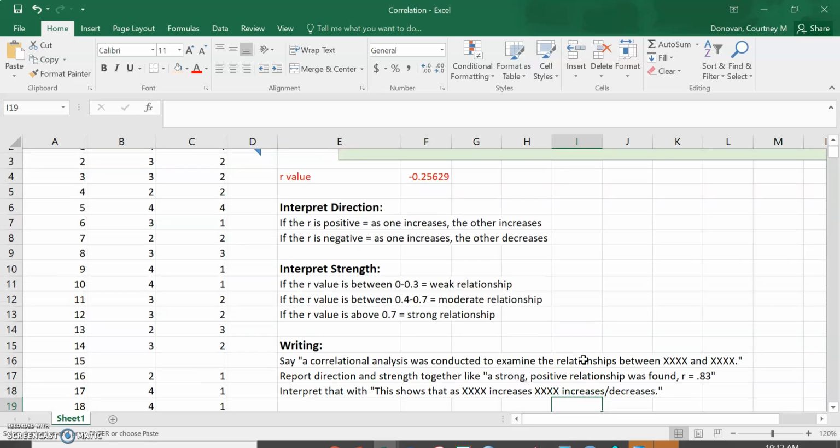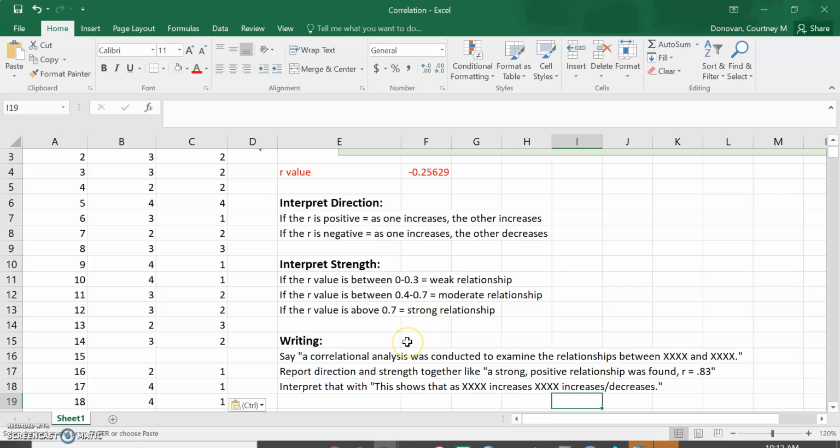So here I'm going to say a correlational analysis was conducted to examine the relationships between feeling like they read fluently and feeling like they have difficulty reading. A weak negative relationship was found, R equals negative 0.26. This shows that as fluency increases, reading difficulty decreases.